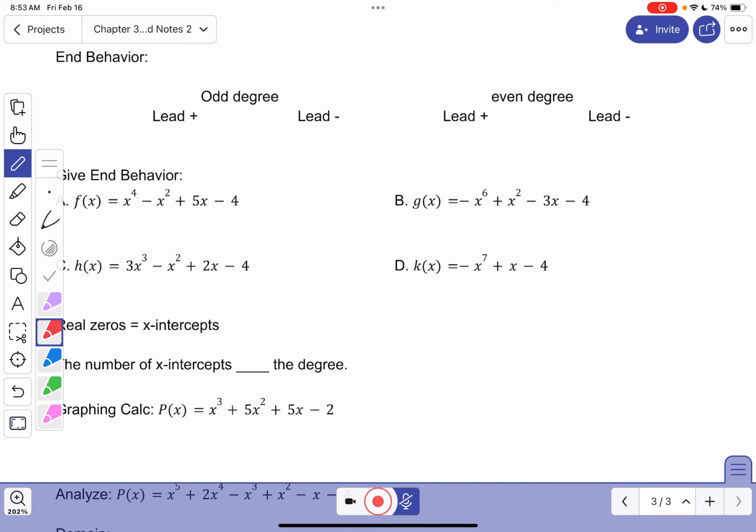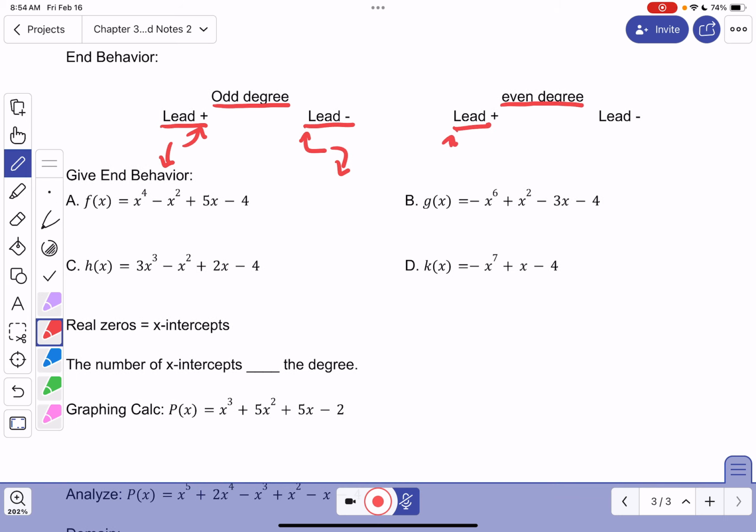In odd degree, so if your highest exponent is an odd number and your leading coefficient is positive, the left end is going to go down, the right end is going to go up. If the leading coefficient is negative, that switches. So your end behavior looks like that. If it's even, the ends do the same thing. So if your coefficient is positive, the ends both point up. If your coefficient is negative, the ends both point down.